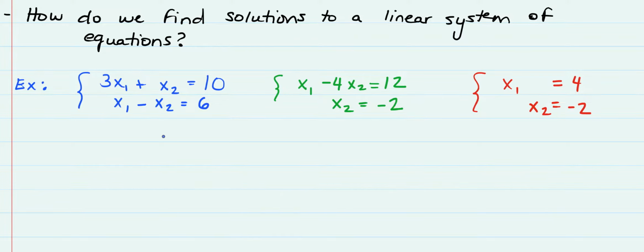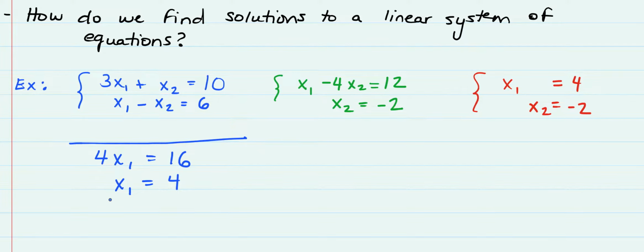So let's solve the system. This one's actually not that bad to solve. All we have to do is just add these 2 lines together. We'll get 4x sub 1 is equal to 16 because this cancels, and we get x sub 1 is equal to 4. And then to solve for x sub 2, I can take either one of these lines. I'm going to take the bottom one and solve for x sub 2, so I get x sub 1 minus 6 is equal to x sub 2. So then just plug in 4, we get x sub 2 is equal to negative 2.